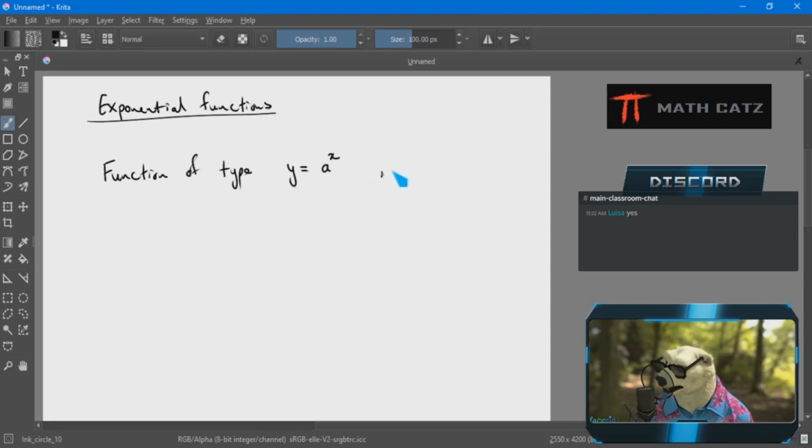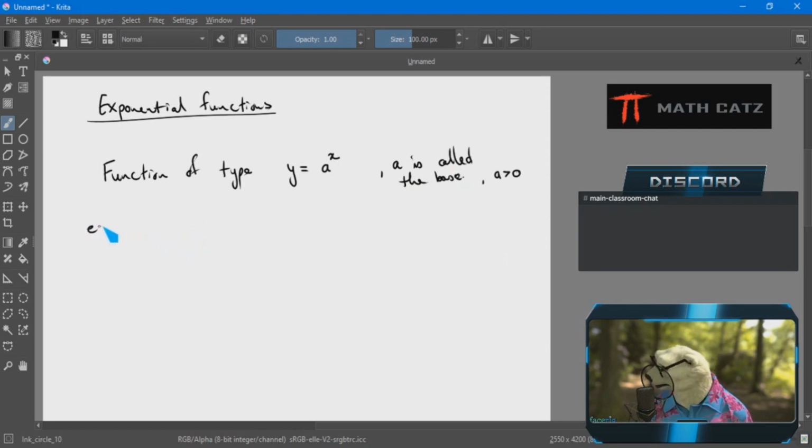And b is called the base, and we are going to have b positive. Because if I have a negative number, then for certain values of x, it's not going to exist, and then I have some continuity problems. We're going to avoid all of that.